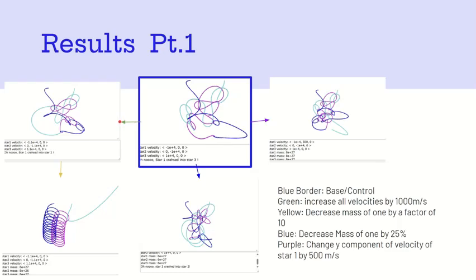But the big change is when you change the velocity of all three. As you can see, this is a completely different pattern. It starts off similar. As you can see, this loop is still there, but the ending is very different in all three scenarios.